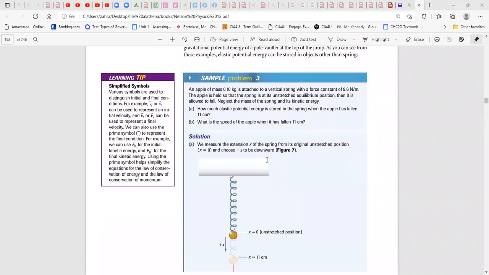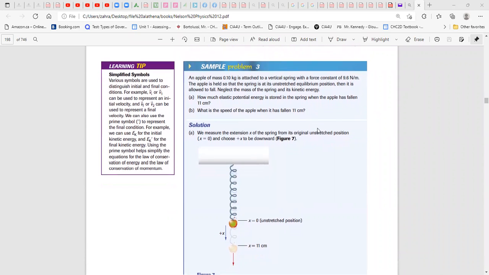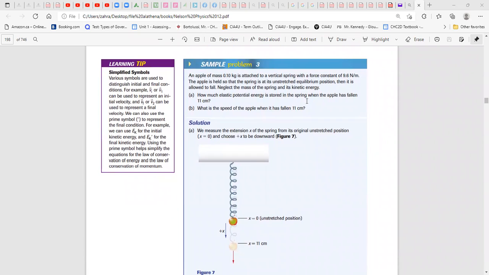This is the question. An apple of mass 0.1 kilogram is attached to a vertical spring with a force constant 9.6. The apple is held so that the spring is at its unstretched equilibrium position. Then it's allowed to fall. Neglect the mass of the spring and its kinetic energy. How much elastic potential energy is stored in the spring when the apple has fallen 11 centimeters?